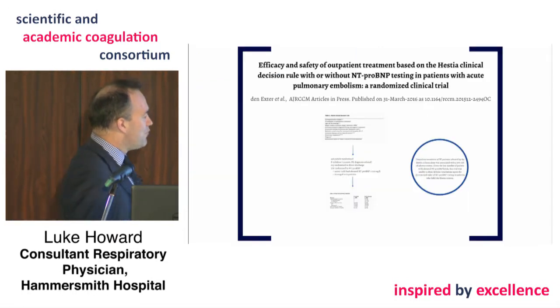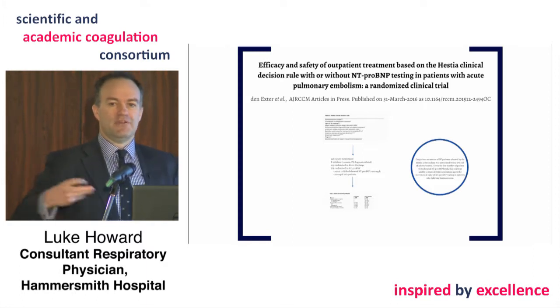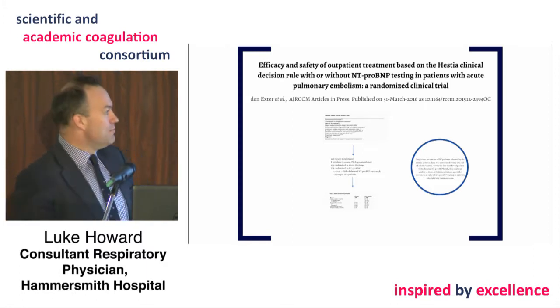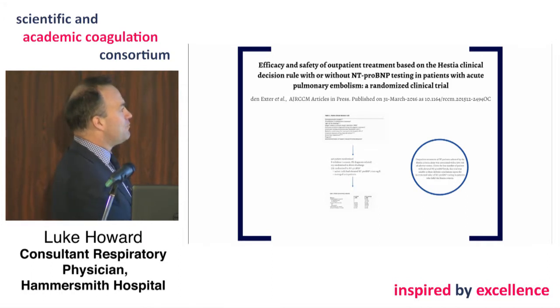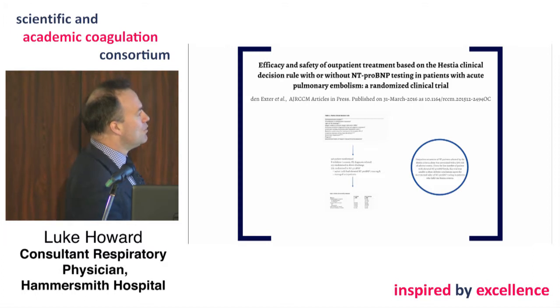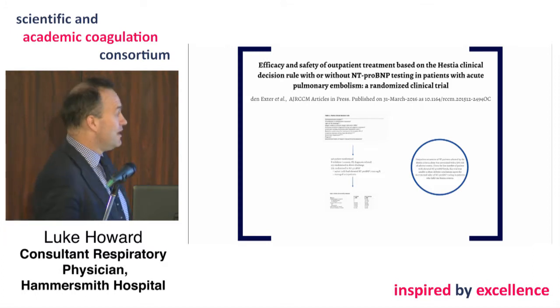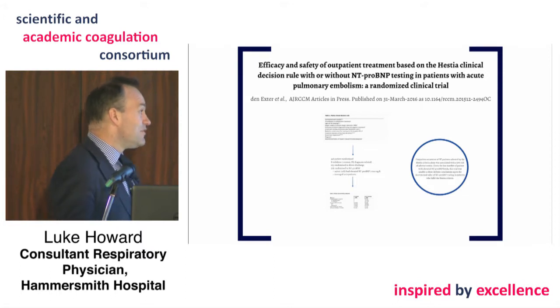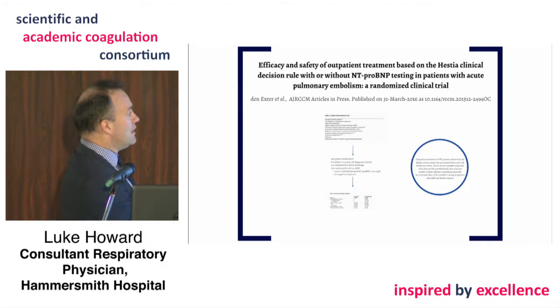So this group from the Netherlands asked the question, well, what if we add in an unnecessary test like NT-proBNP? We use BNP in our trust, but NT-proBNP is a bit more stable. What if we add in NT-proBNP? Does that make it more safe? And in the end, it turned out to be an underpowered study.